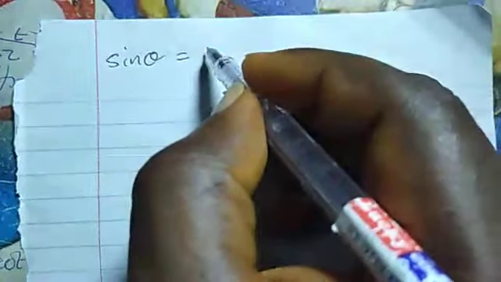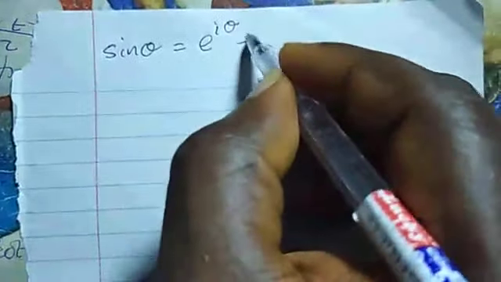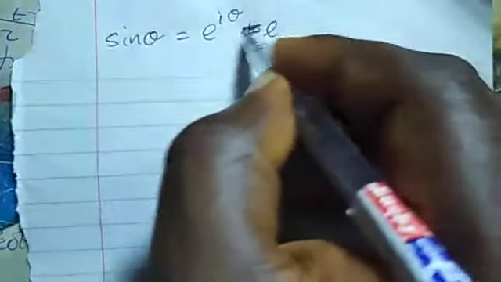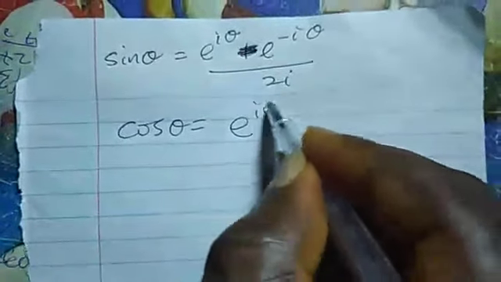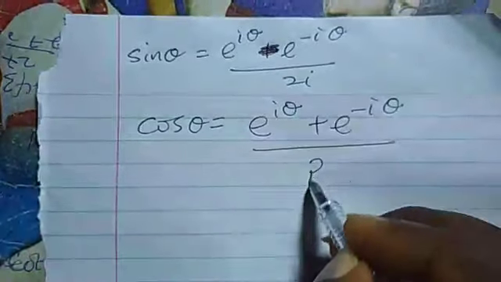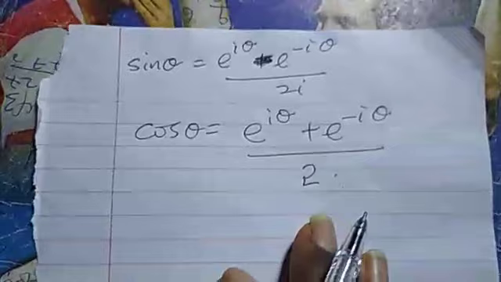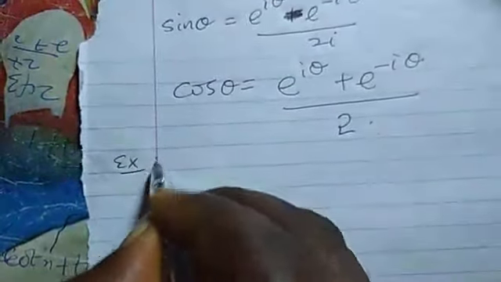For more about that exponential, we can also write exponential in terms of sine. Anytime we see sine, it simply means exponential i theta minus exponential minus i theta divided by 2i. Cos simply means exponential i theta plus exponential minus i theta divided by 2. So it's very, very necessary. Let's take an example on this.